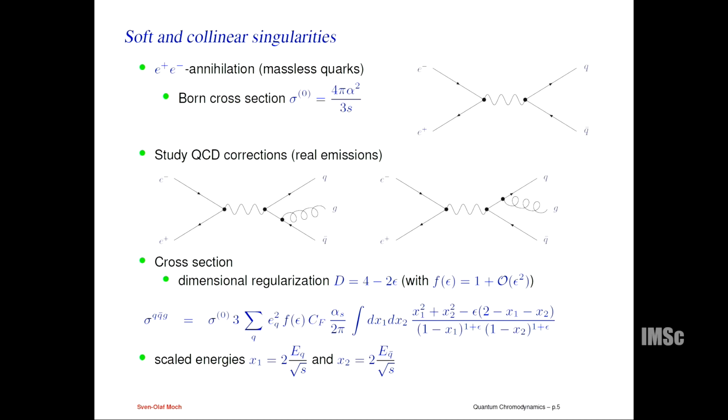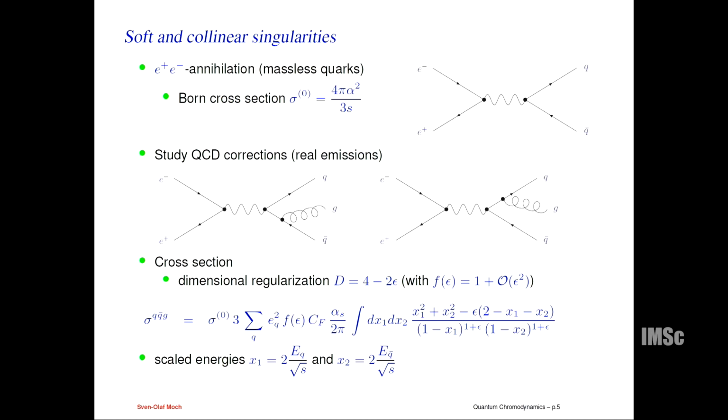In terms of these two variables, x1 and x2, the rescaled quark energies, the matrix element squared in d dimensions takes a very simple form. I simply have x1 squared plus x2 squared, and then I have 1 minus x1 and 1 minus x2 in the denominator. And then, because I work in d dimensions, from the traces of the Dirac matrices I have some term which is epsilon dependent. That would be absent in 4 dimensions, but I have to keep it in d dimensions.